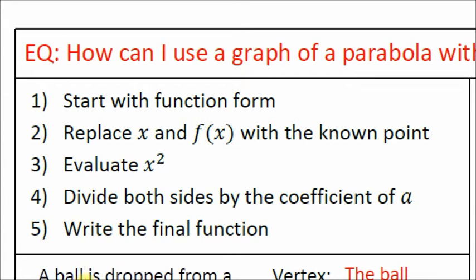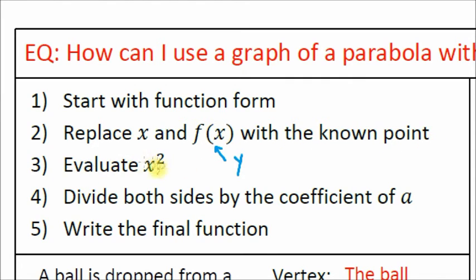Okay, so the first thing you do is you start with function form. Number 2, you replace x and f of x with the known point. Put a little note here just to remind yourself this f of x is really just y. Let's just put an arrow here. This is actually just y. So replace x and y with a known point.